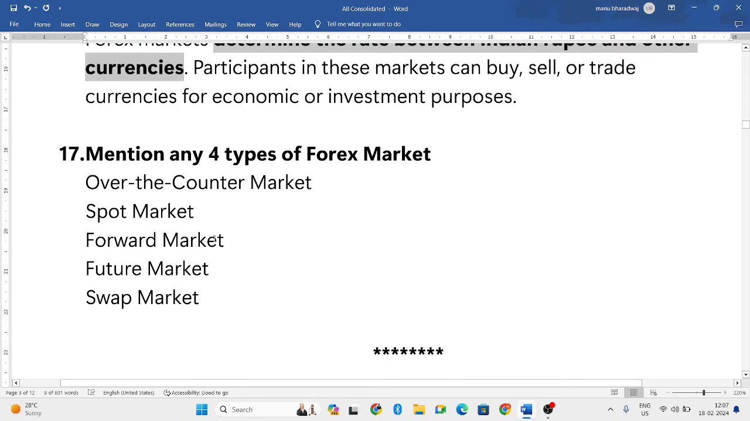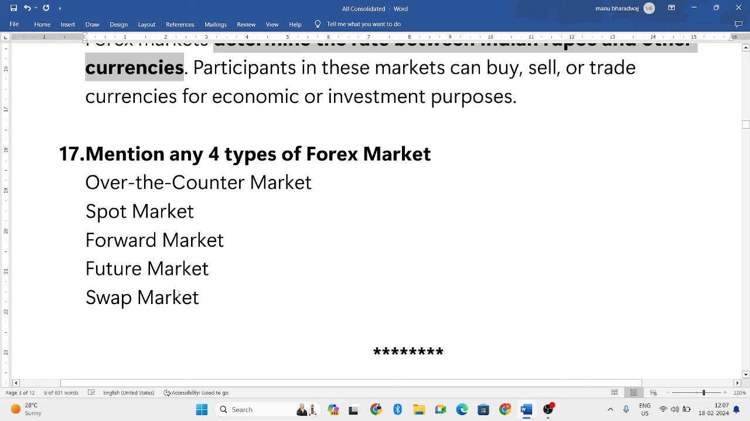Next, the last question is mention any 4 types of forex market. Forex market na 4 types. Over the counter market, spot market, forward market, future market and swap market. These are all the 4 types of forex market.